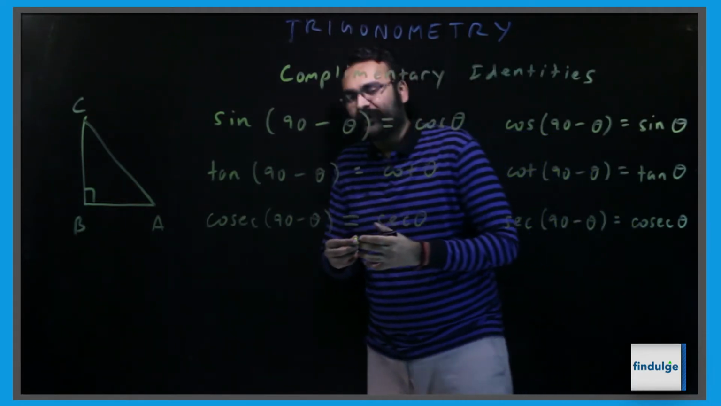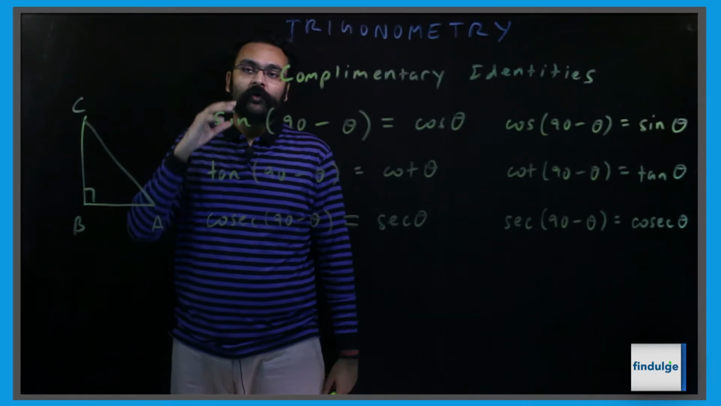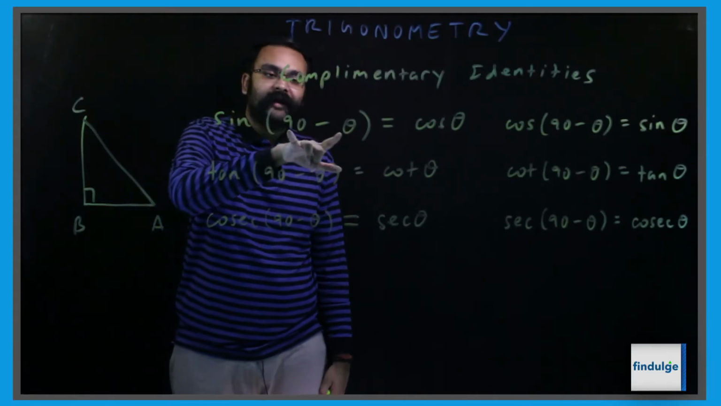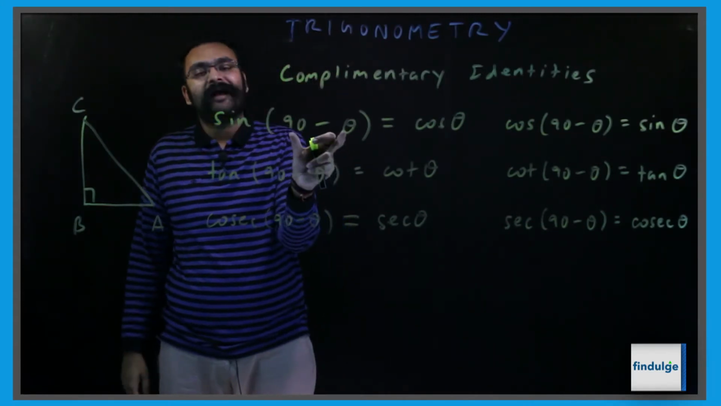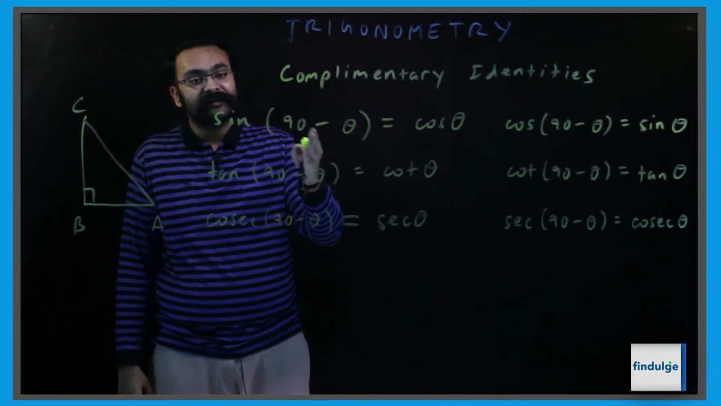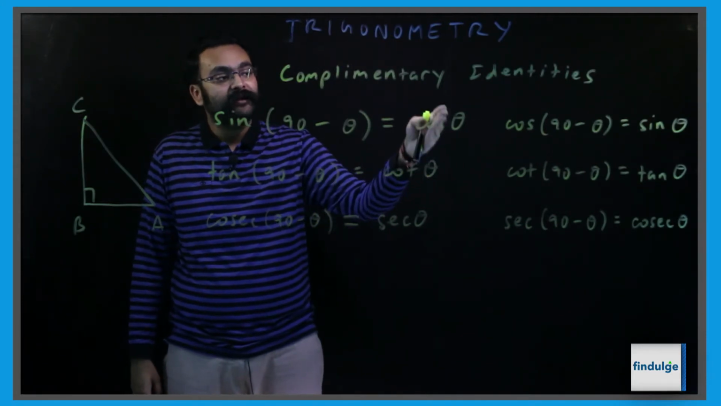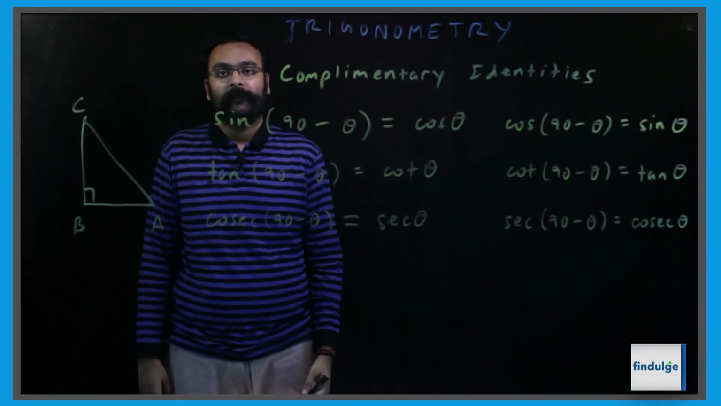Now you might be asking, what does this mean? What is the purpose behind it? What are we saying here? We're saying that if I represent my angle as 90 minus theta, rather than calculating it as a sine value, I calculate it as a cos value.